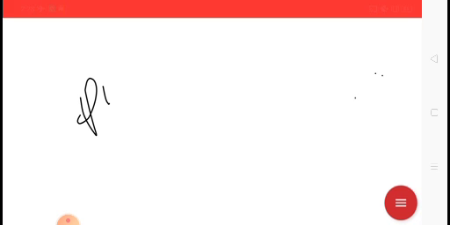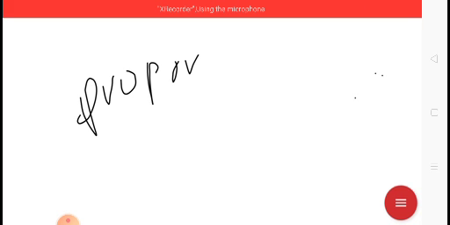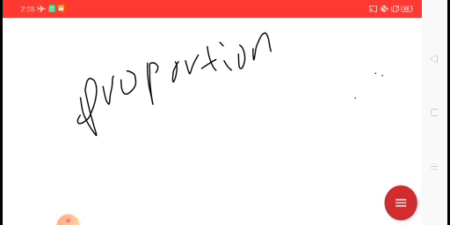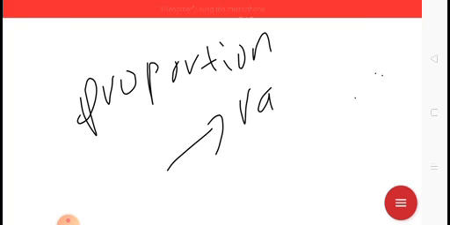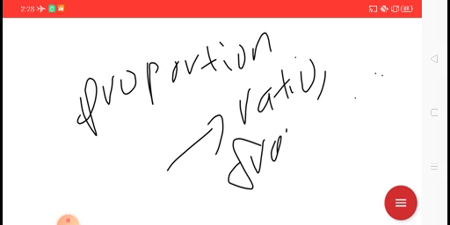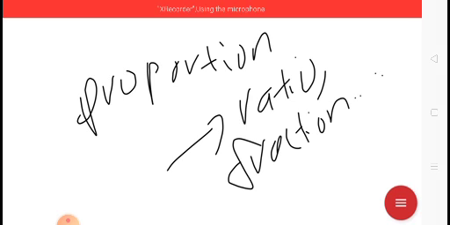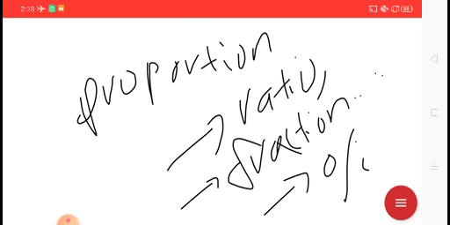The proportion can be given as a ratio, as a fraction, or maybe as a percentage. So the keyword is proportion, okay?